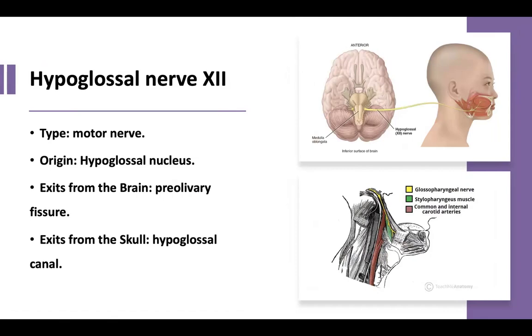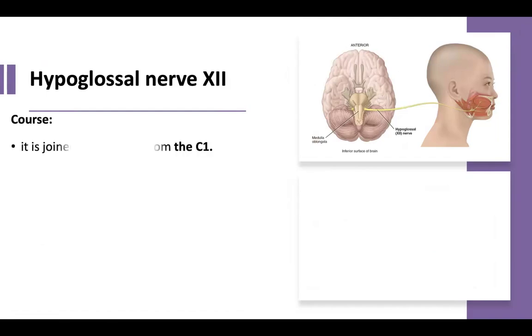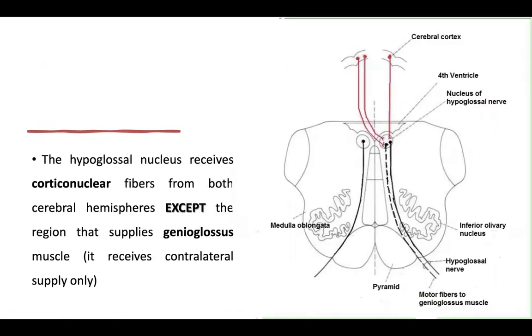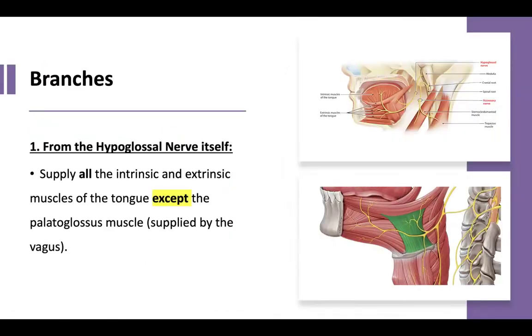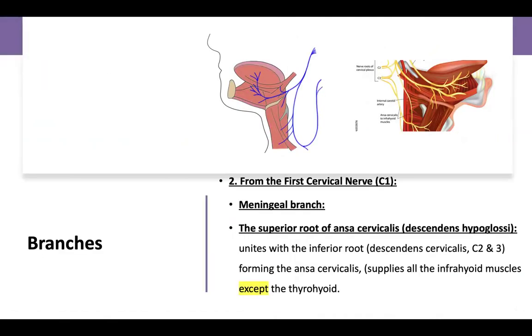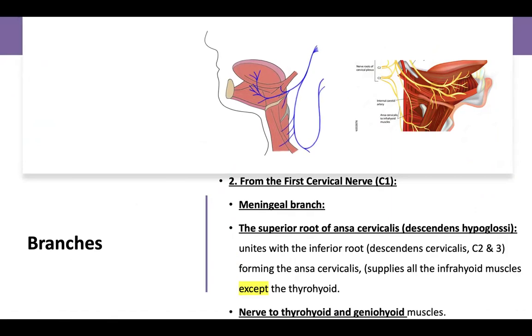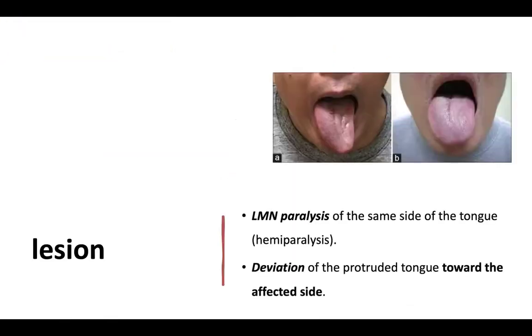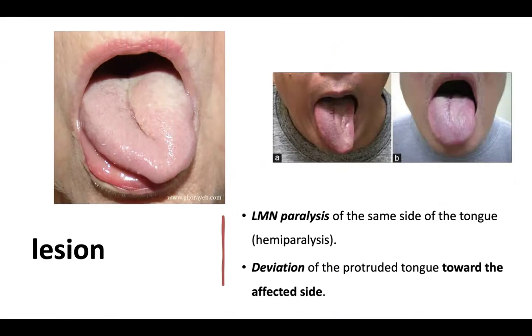Hypoglossal supplies all muscles of the tongue. So it is motor, the hypoglossal nucleus, pre-olivary in the posterior fossa, and hypoglossal canal, joining with C1 and supplying all muscles except palatoglossus, which is by vagus, and with C1, which is ansa cervicalis through descendens hypoglossi, supplying thyrohyoid and geniohyoid. Ask the patient to protrude the tongue outside. Deviation to the left side, as we see here, means left side hypoglossal lesion or left hypoglossal paralysis or injury.